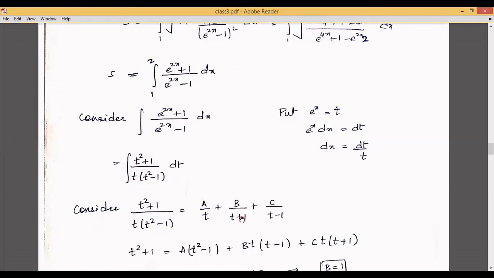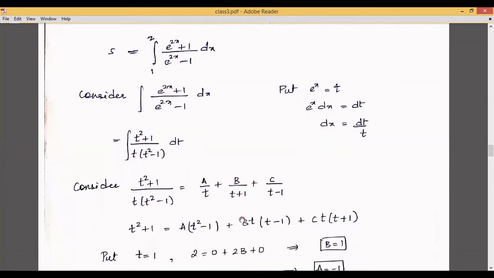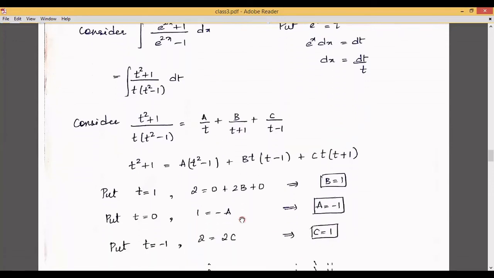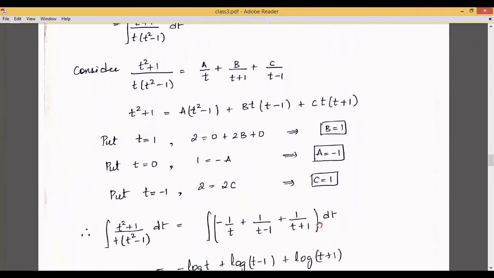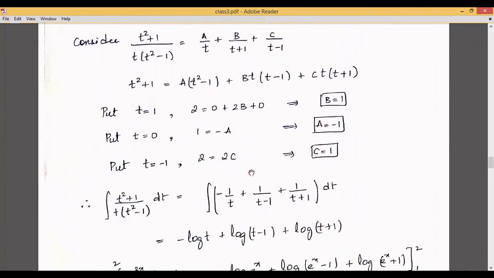You can adopt either of the methods. The answer will be the same. And accordingly, I found out what A, B, and C are. Just go through this. You have learned that in PUC. And I have written all the values here. I've just substituted it here, and I have integrated that.